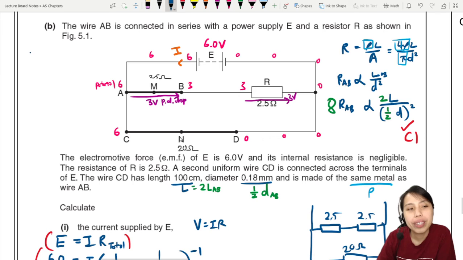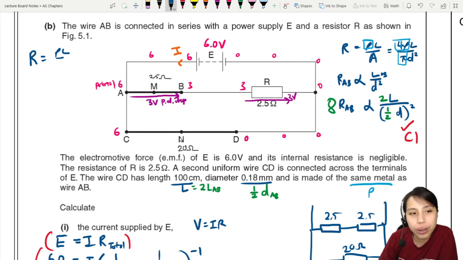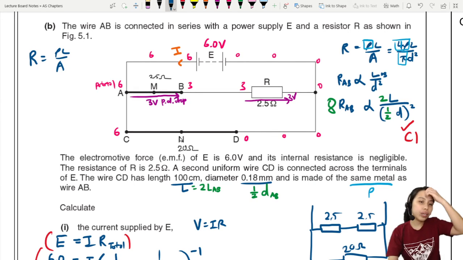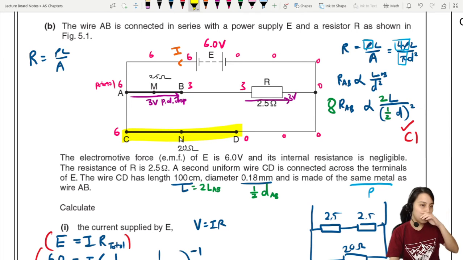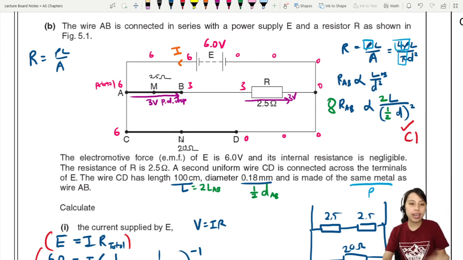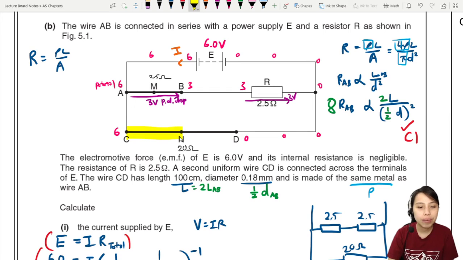Because in a wire, the resistance is rho L over A, right? But if we just look at wire CD alone, what is changing is the length. Maybe we say, we look at this section, what's the resistance?